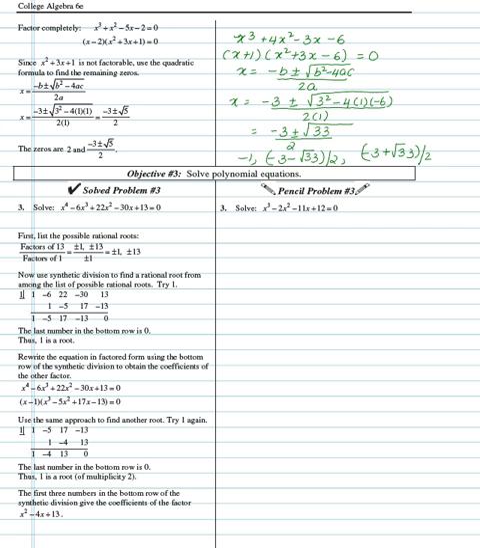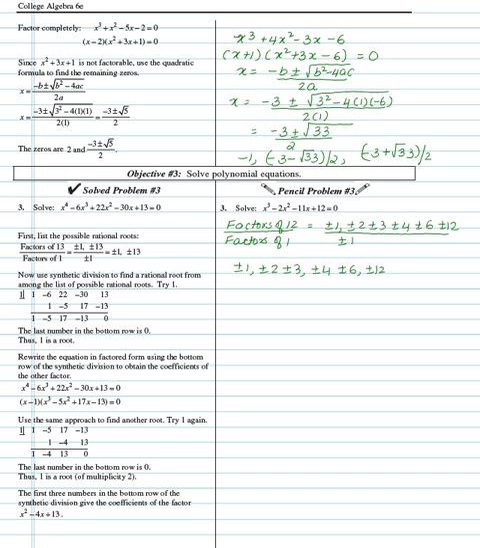Solve x cubed minus 2x squared minus 11x plus 12 equal to 0. First I'm going to list all the possible rational zeros, which would be factors of 12 over factors of 1. That would be plus or minus 1, plus or minus 2, plus or minus 3, plus or minus 4, plus or minus 6, and plus or minus 12 over plus or minus 1. So the possible ones are plus or minus 1, 2, 3, 4, 6, and 12.